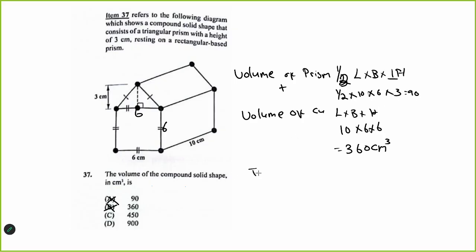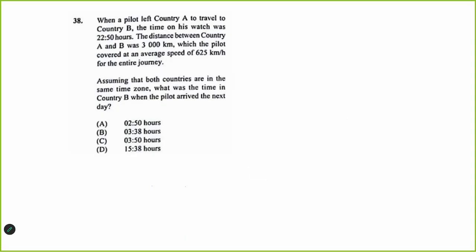So my total would be 360 plus 90, which is 450. So the answer is C. Right? And that's how you would have done this question.